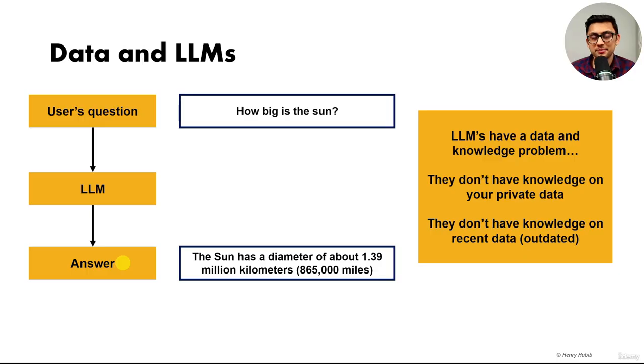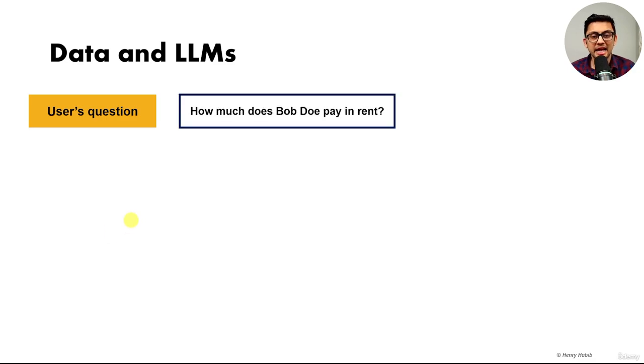So that's great. But again, we've talked about how they don't have knowledge on your private data and they don't have knowledge on recent data. So if you want to ask something like, how much does Bob Doe pay in rent? You're a real estate management company, you own a lot of properties, and you want to create a system or an LLM that is able to answer questions for you. Well, Bob Doe's rent is not publicly available information, so it will not be able to answer that.